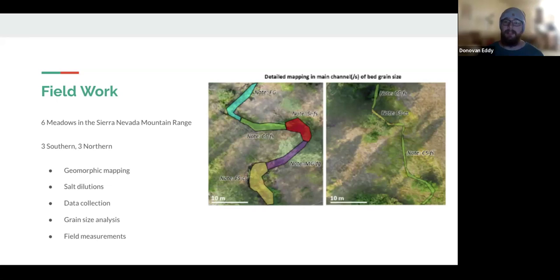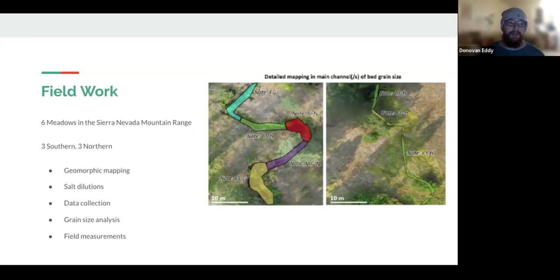We also conducted grain size analysis for bulk density. So we conducted a lot of sampling in one small area to find a really accurate grain size of that sample area. We also conducted pebble samples, which is the same process.